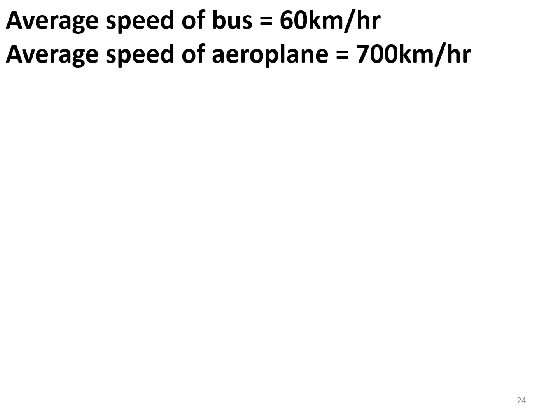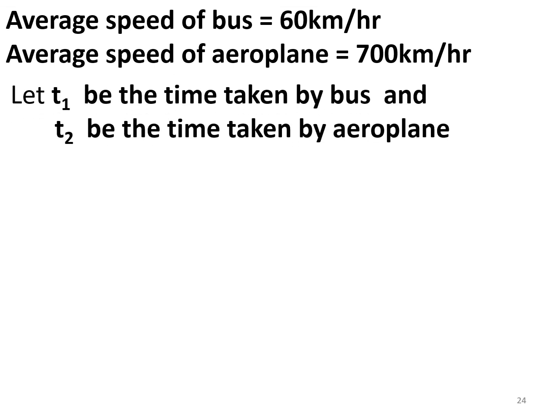Next, they have mentioned the speed. Average speed of the bus is 60 km per hour and average speed of the aeroplane is 700 km per hour. Next, they have mentioned something related to time. So for that, again, we will give the variables for the bus and aeroplane. So let T1 be the time taken by the bus and T2 be the time taken by the aeroplane.